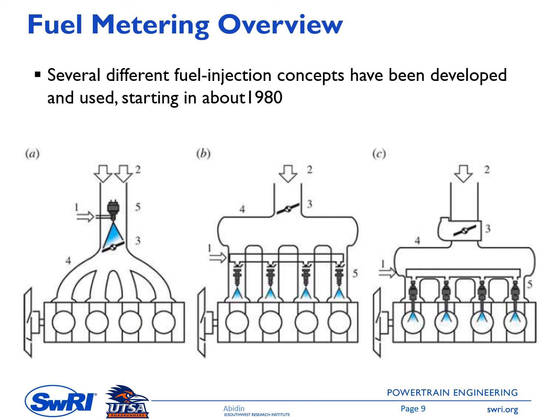Several different fuel injection concepts have been developed and used starting about 1980. This figure shows three different fuel injection system arrangements. On the left side is called single point injection, where we only have one injector to serve all cylinders of the engine. In the middle we have multi-point port injection, which you can also call port fuel injection. We have one injector for each cylinder, so if we have 4 cylinders, then we have 4 injectors.